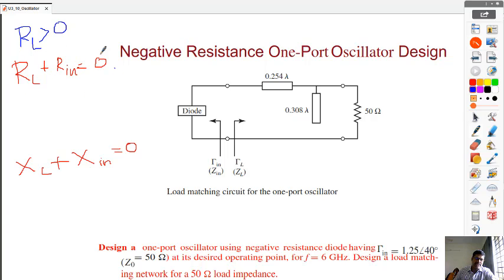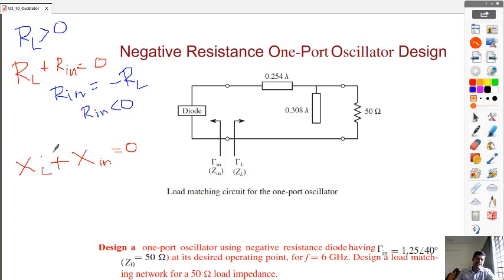In order to satisfy this condition, R in should equal minus RL, that is negative. Since RL is positive, R in should be negative, so R in becomes less than 0. The negative resistance implies it is an energy source, whereas the positive resistance RL implies it is an energy dissipating element.